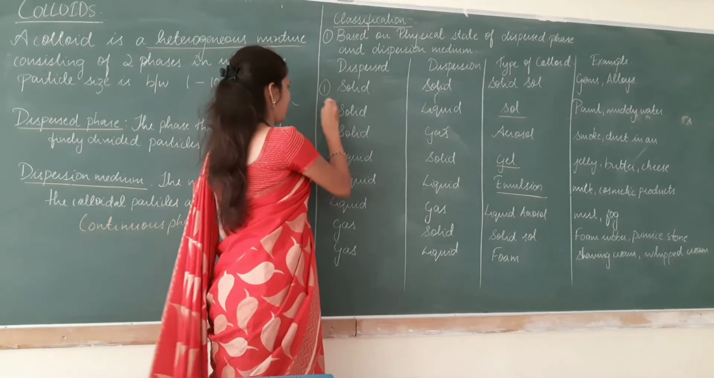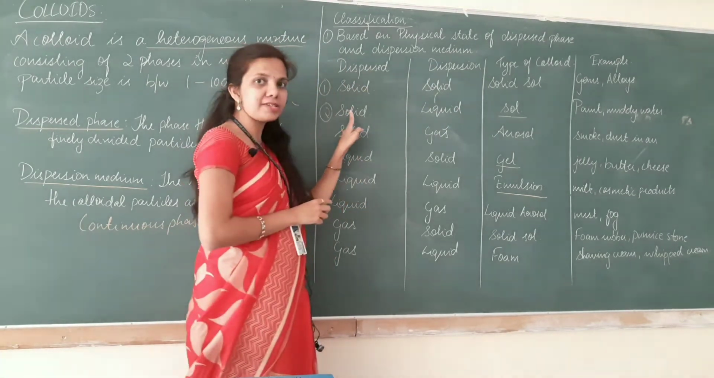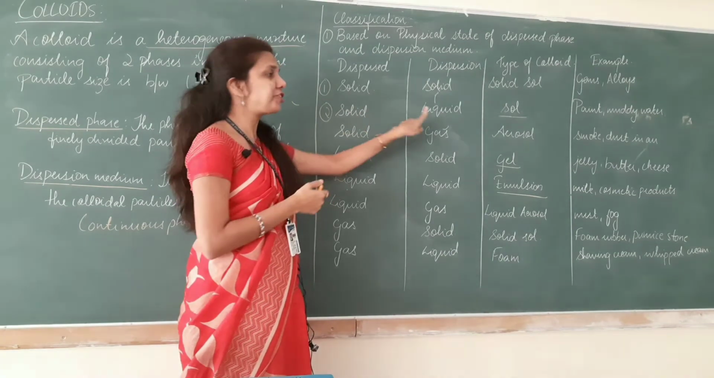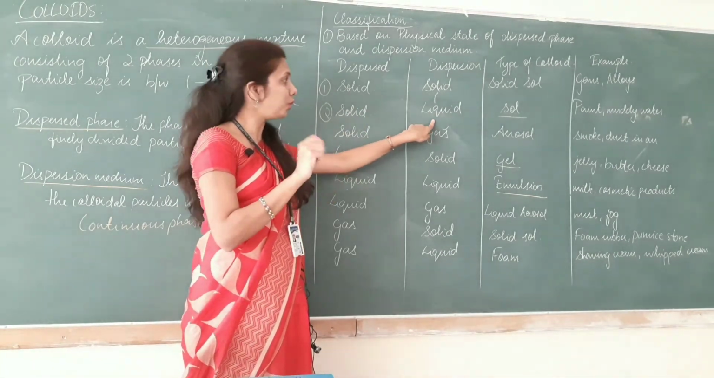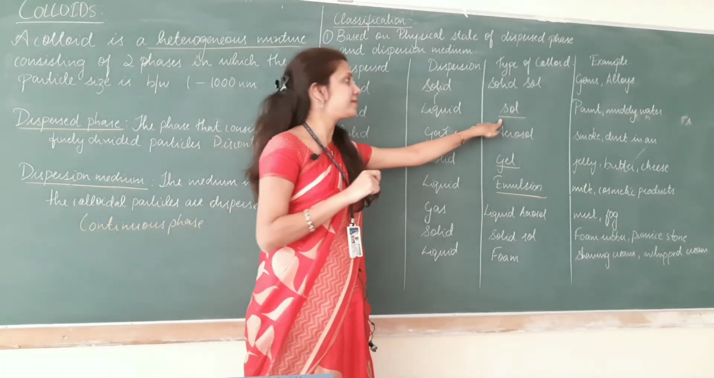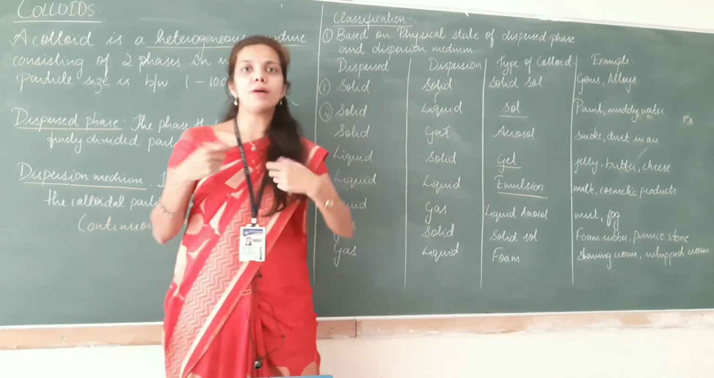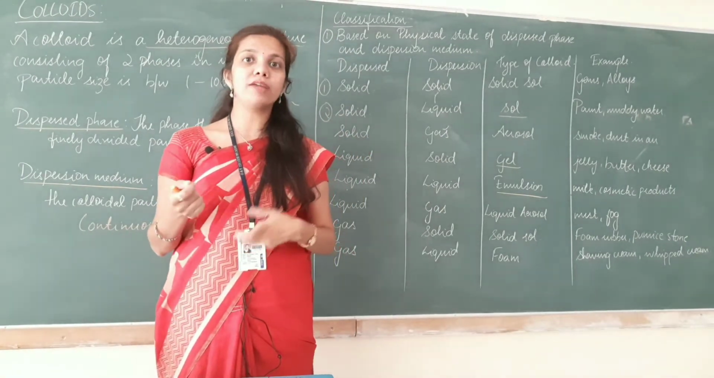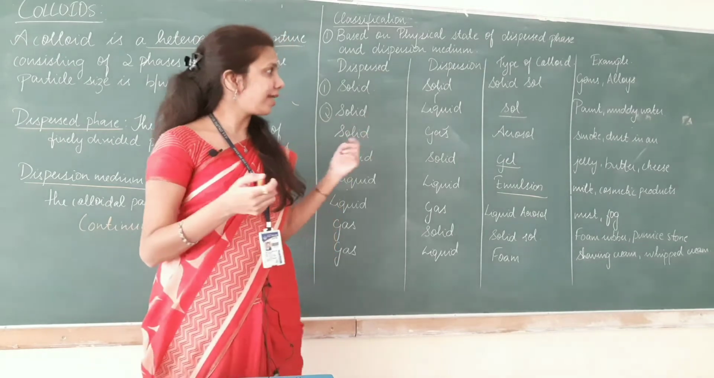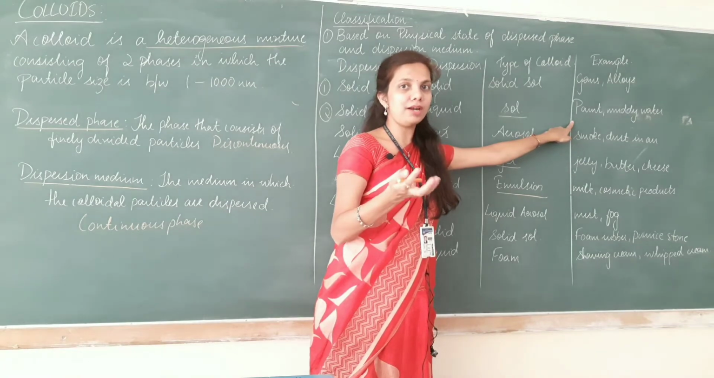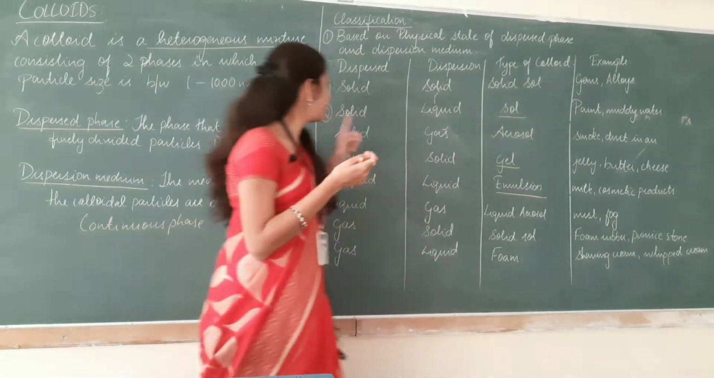Coming to the second one, keeping the dispersed phase the same, that is solid, and changing the dispersion medium into a liquid, the type of colloid that we get is called a sol. Some examples you can quote are the paints that we use, or even muddy water. Another example for sol can also be the ink that we use in our day-to-day life.